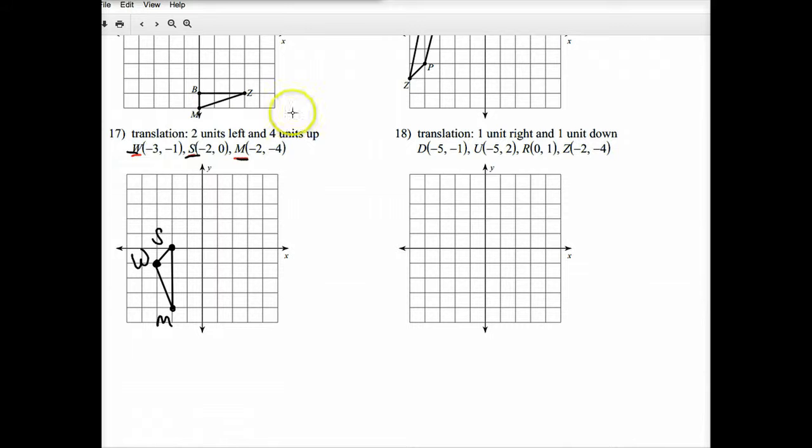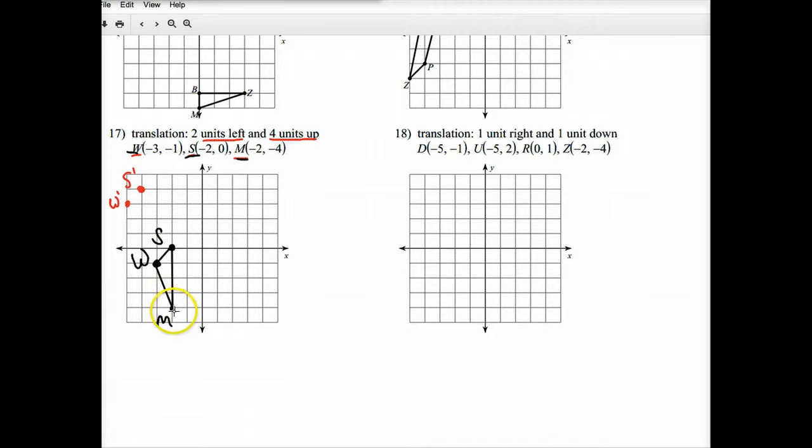Change over to our other colors here. We got 2 units left and 4 units up. So left means I'm going to go 1, 2 left, and then 4 units up. 1, 2, 3, 4. So there's my new S. Or no, what is that one? That's the W. No, that's S. So that's S prime. Then the W, 2 units left, 4 units up. Should put me right there. So that's my W prime.